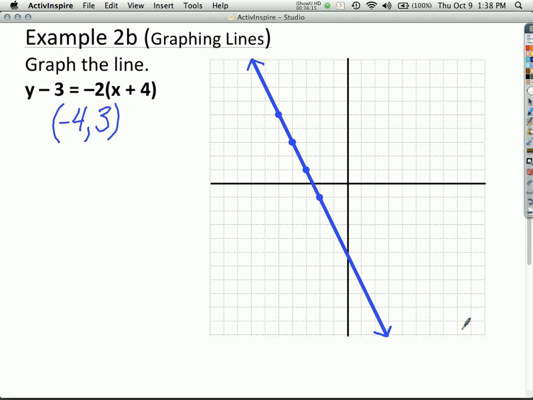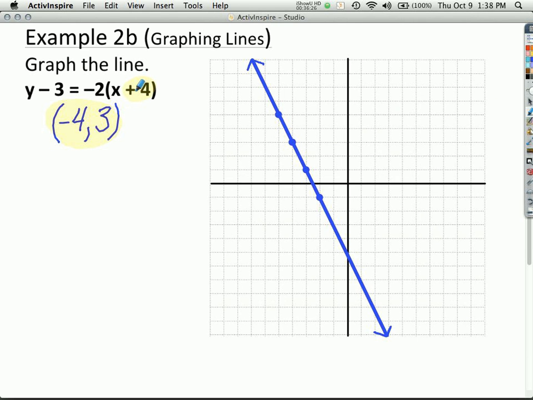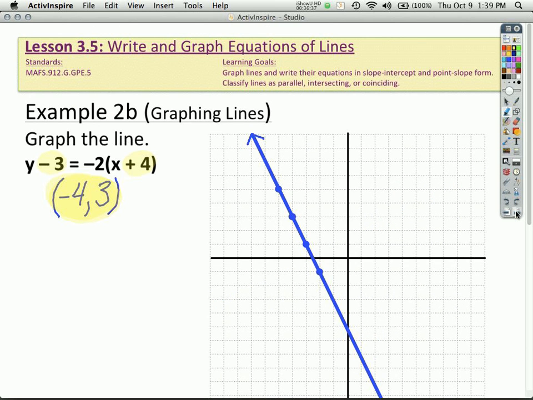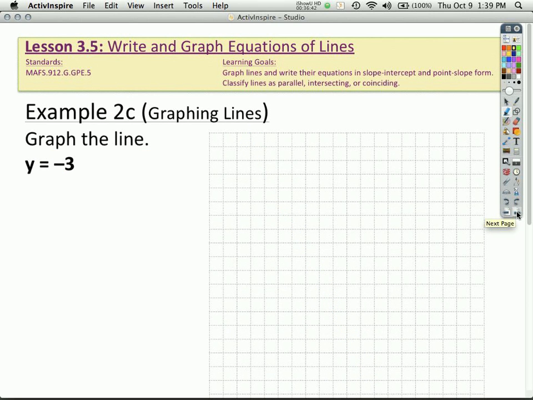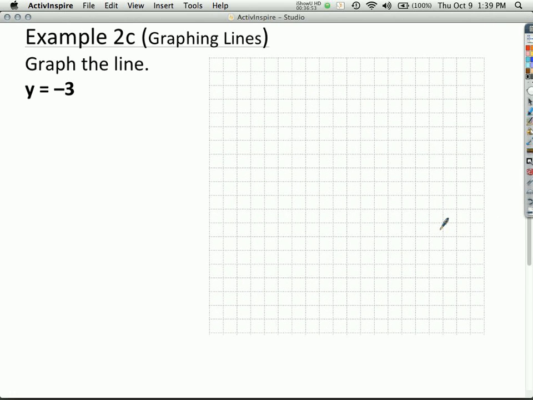Anyone have any comments or questions on how we graphed from the point-slope form? Again, getting from here and here to here is the key. Any questions now that you've seen both slope-intercept form and point-slope form? Any questions at all? Okay. So now, here's where I say partially that I dropped the ball and partially you dropped the ball last year. Is how do we graph something that looks like this?